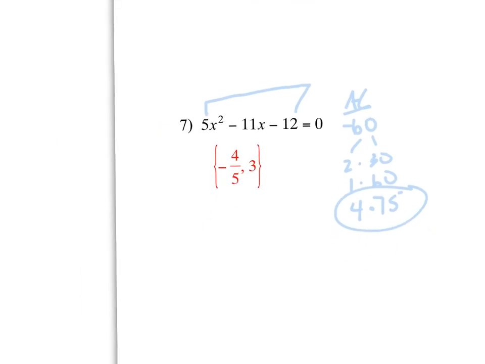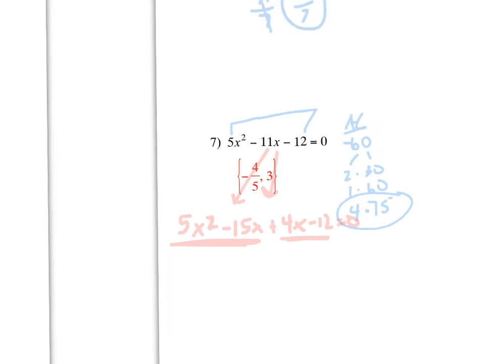So what we're going to do is take that 5x squared. We're going to split our negative 11x into a negative 15x and a positive 4x, minus 12. Now I could have put the 4 first and the negative 15 last, but I wanted to match up the 5 with the 15. I think that just matches up better.